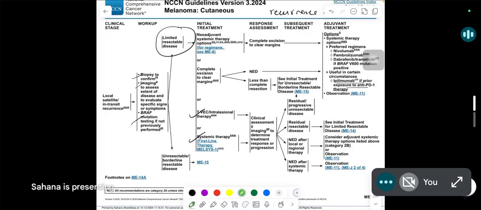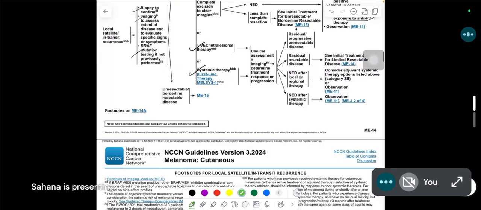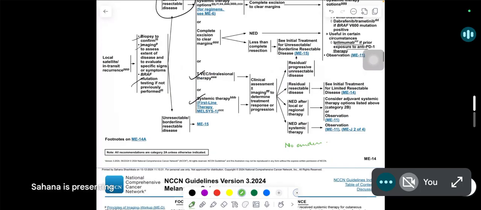Yes. SLNB is the minimum staging procedure. It is not imaging that is staging. It is SLNB is minimum for N0. What is this NED? No evidence of disease, I think. Yeah. No evidence of disease. So it is basically same thing.